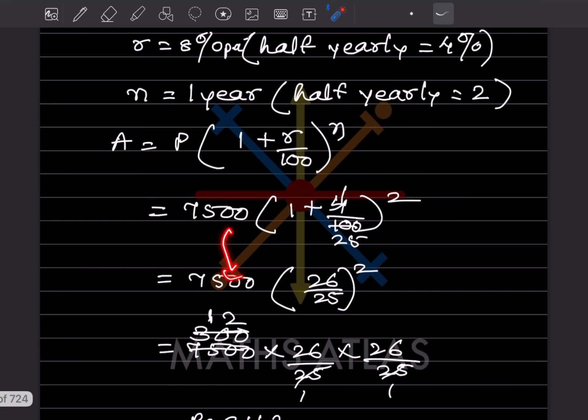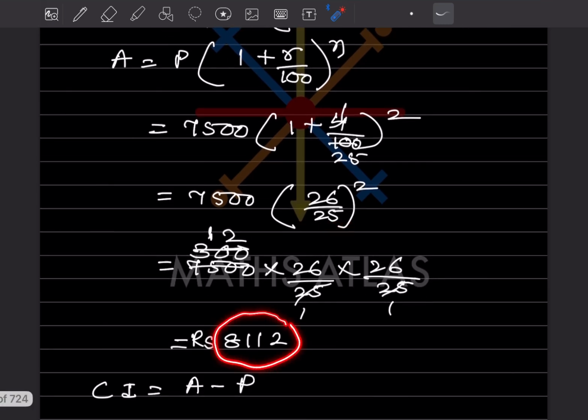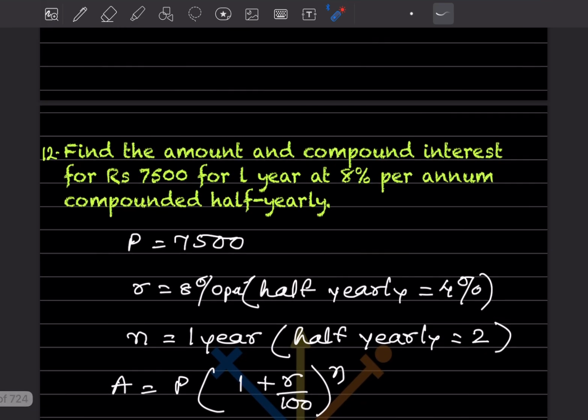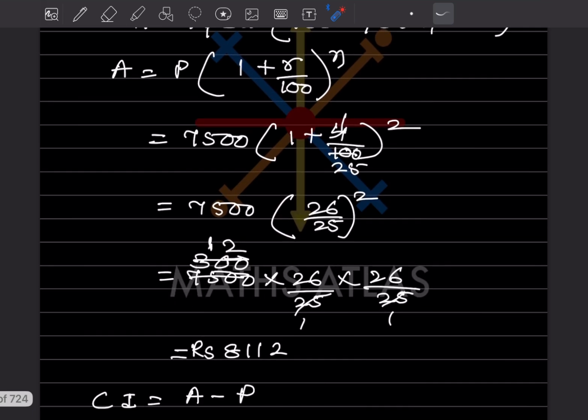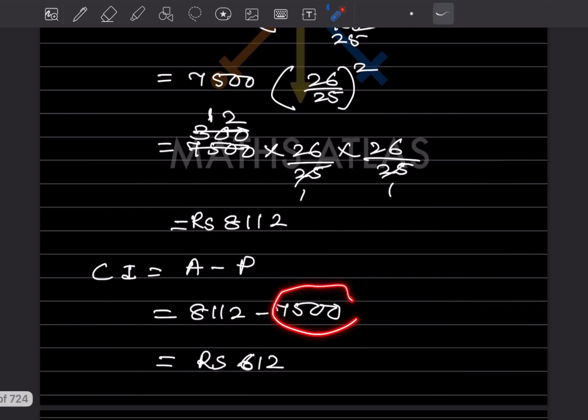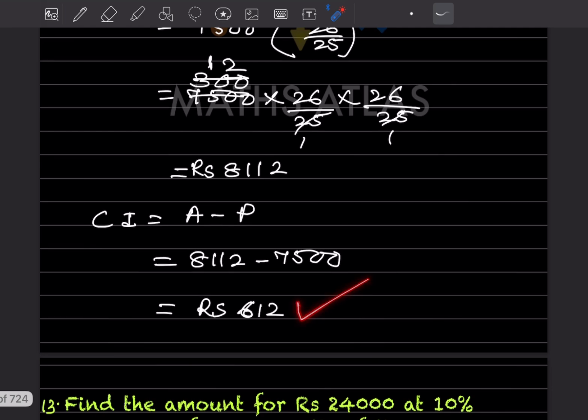So 7,500. This will be simplified. 4 ones are 4, 25s are 100. So the LCM is going to be 25. So 25 plus 1 will be 26 by 25. This you are going to multiply twice. So you get this as 8112. So now we got the amount. Now we have to find out the compound interest. So compound interest is amount minus principal. The amount we got as 8112 minus principal 7,500. So the compound interest is 612.